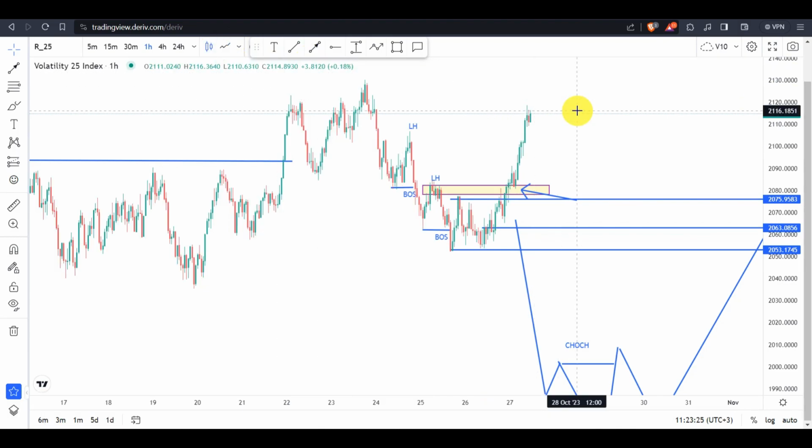Now on volatility 25 index, the moment this previous lower high has been broken, then we can say confidently that this market right now is in an uptrend movement and you should look for buy entries.